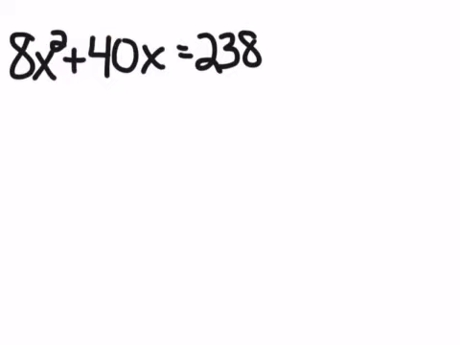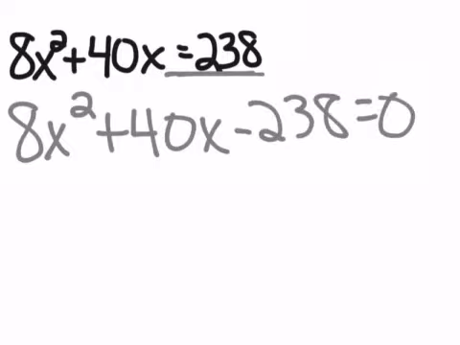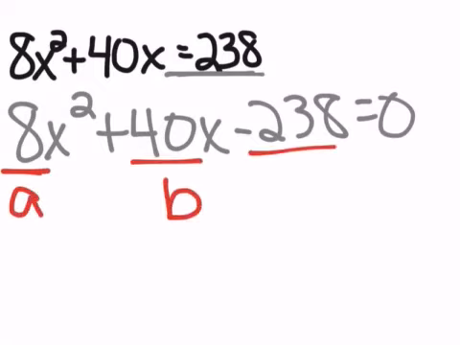Alright, so let's look at this quadratic function. 8x squared plus 40x equals 238. So right away I hope you're thinking, well, this isn't equal to 0, so I need to make it equal to 0. So I have 8x squared plus 40x minus 238 equals 0. Okay, so I made it equal to 0 by subtracting the 238. Now let's think. 8 is going to be your A, 40 is going to be your B, and negative 238 is going to be your C.